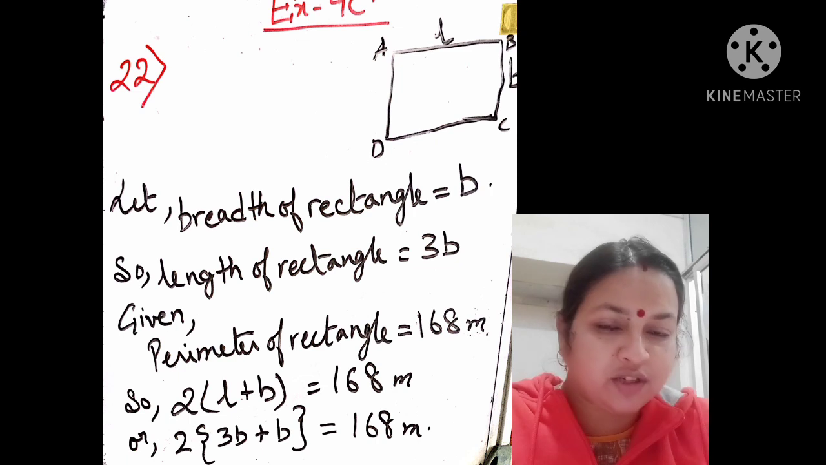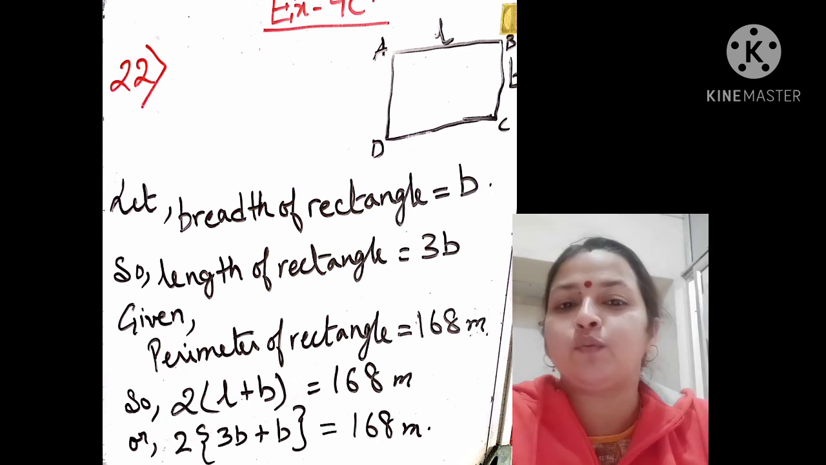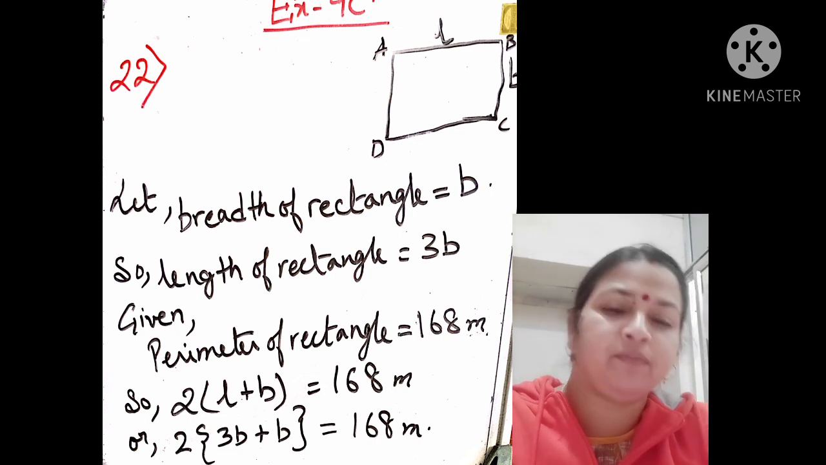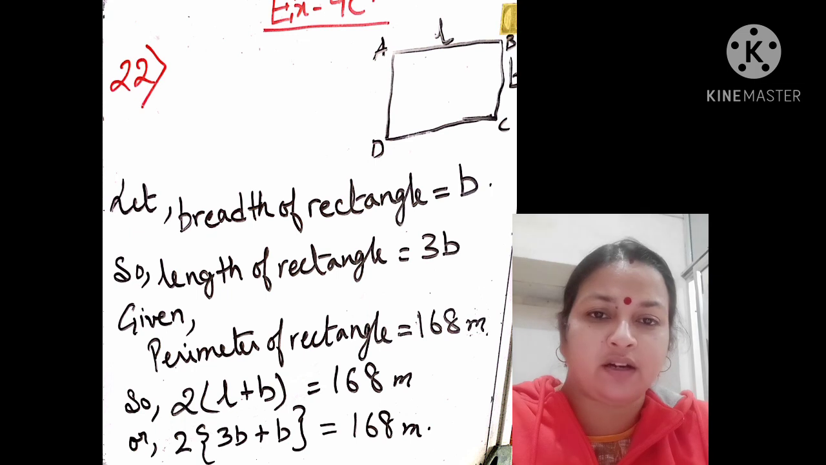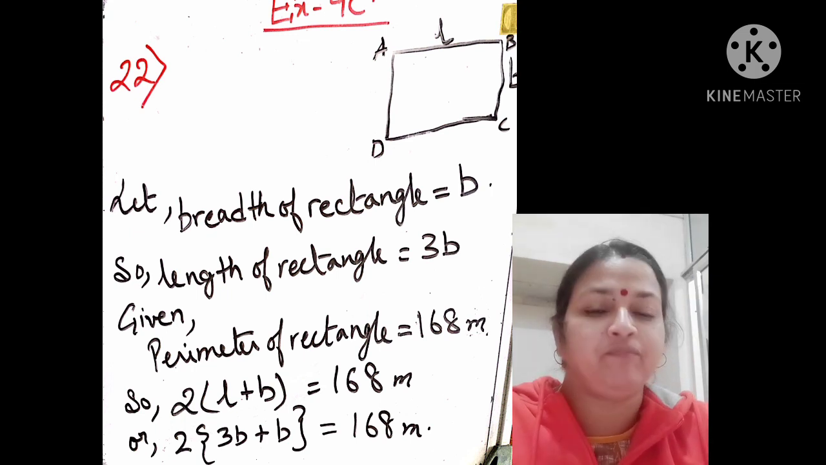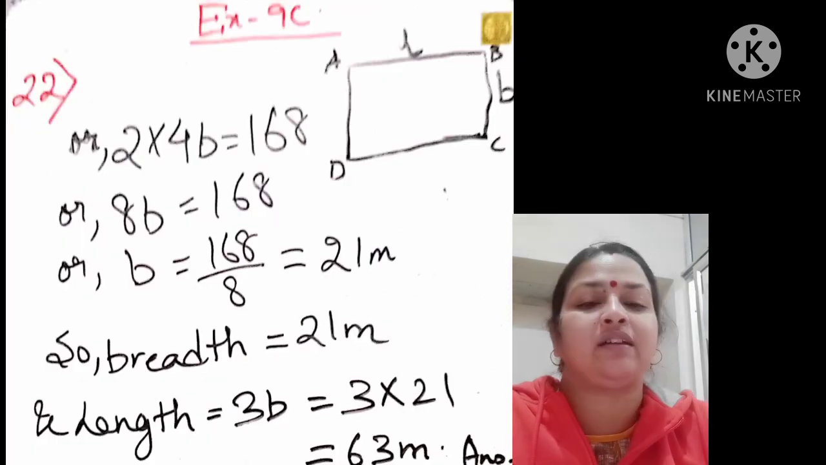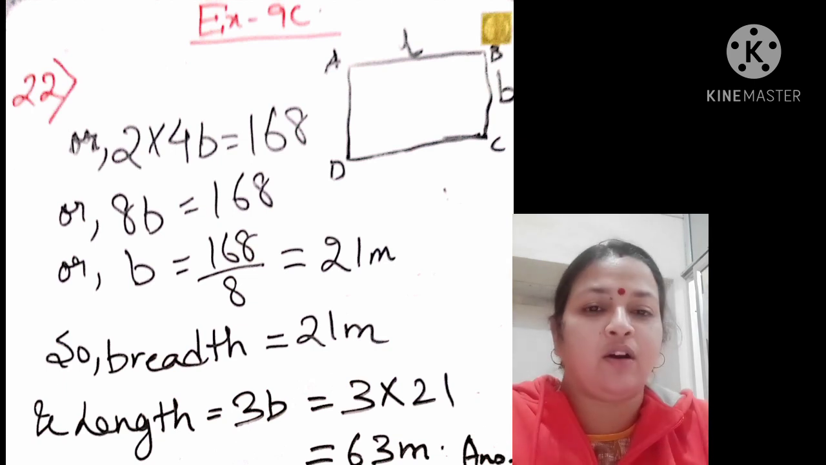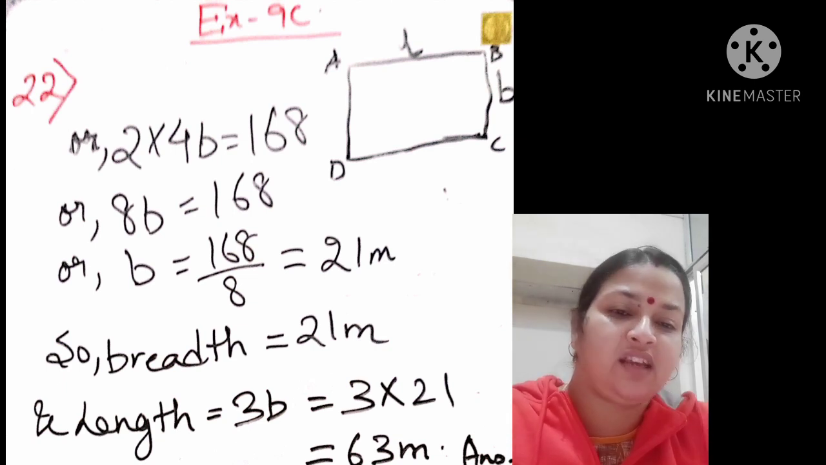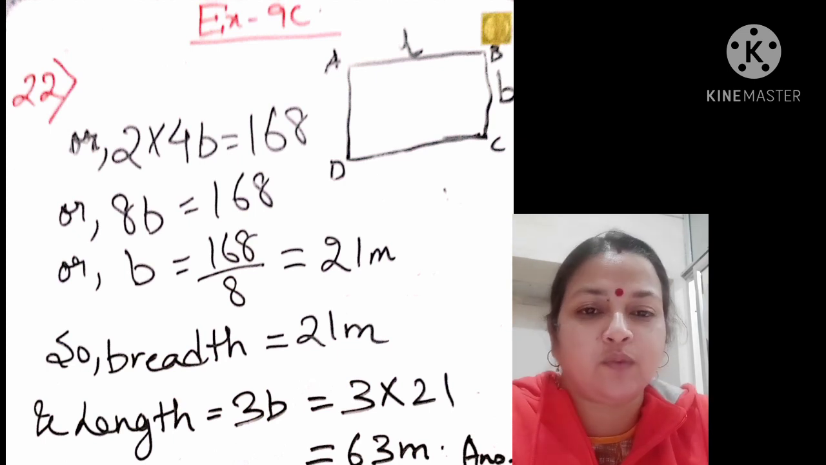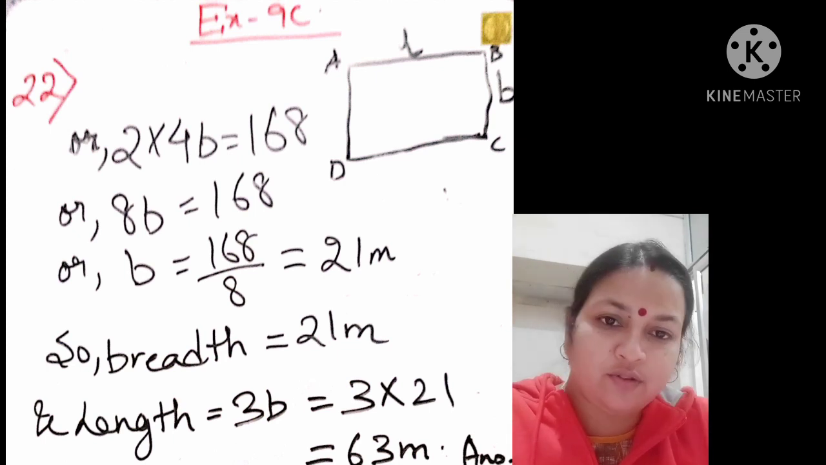So now let's come to the question. Let the breadth be b. So what will be the length? Length is thrice the breadth, so it will be 3b. Okay. So what is the perimeter? Perimeter of that park is 168 meter. That means 2 into (b plus 3b) is equal to 168. That means 2 into 4b is 168. That means 8b is 168, or b is equal to 168 divided by 8, that is 21. So what is the breadth? Breadth is 21 meter. And what is the length? Length is 21 into 3, that is 63 meter.